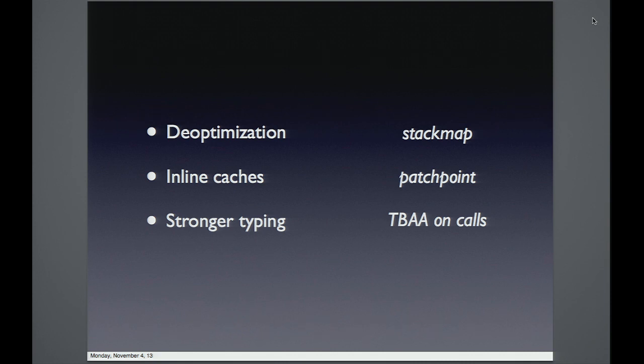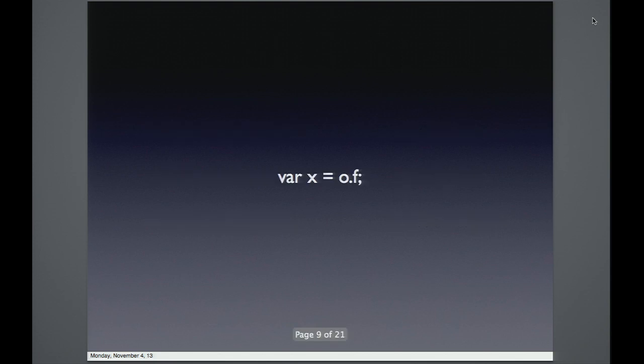And then inline caches, that's the patch point intrinsic, and I'll go into that in a little bit more detail. And then stronger typing, I've said some things about them on the mailing list about TBAA on calls. I won't go into that in any more detail right now. So inline caches, what the hell are those? So consider this simple looking statement. In an ordinary language, this would be like one instruction.